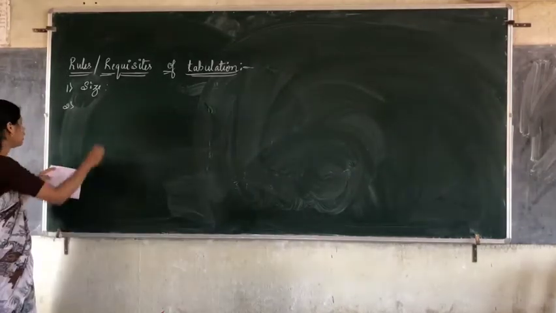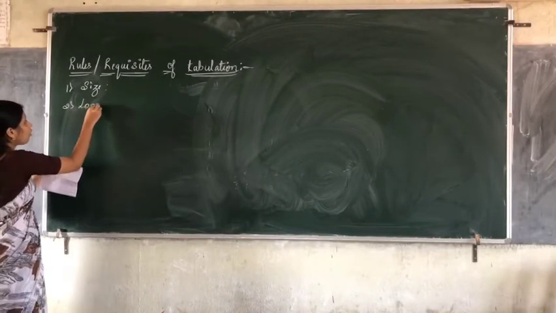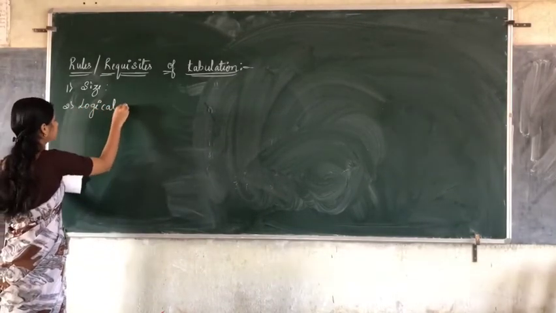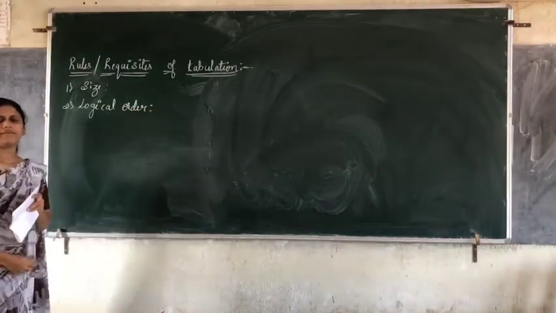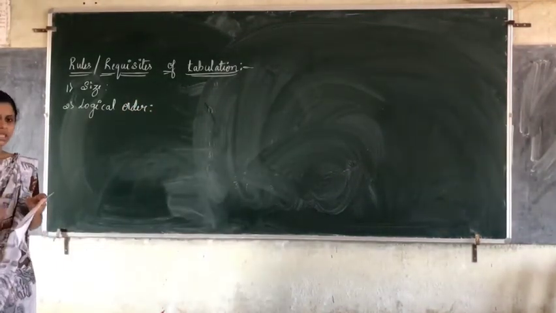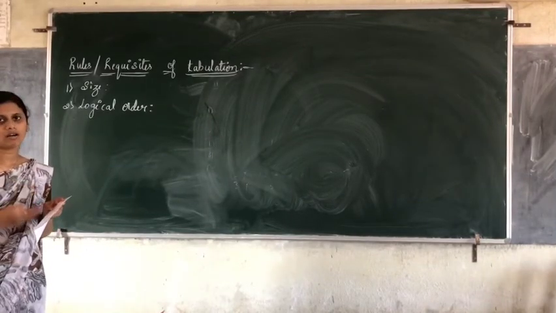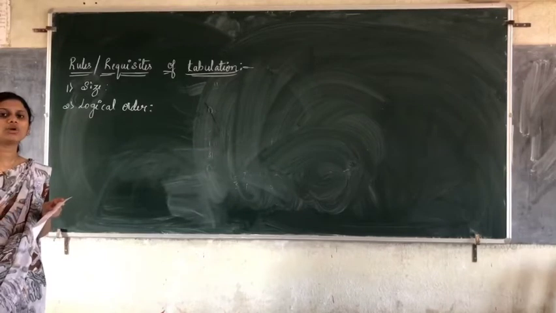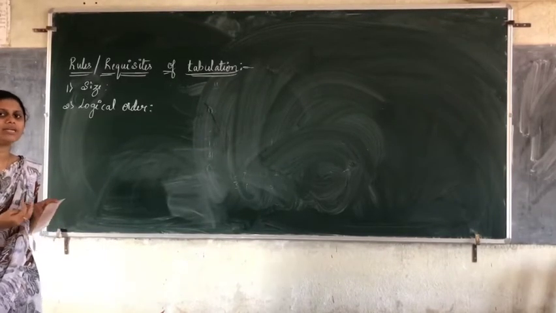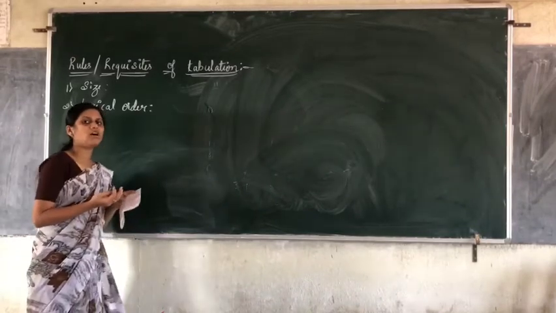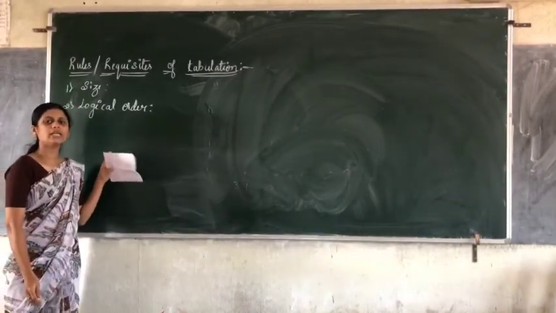Next, the second rule of tabulation is logical order. When you draw the columns and rows, they must be arranged in a logical order. That is, it may be according to alphabetical order or geographical order, or it may be according to chronological order. So logical order must be maintained while tabulation.